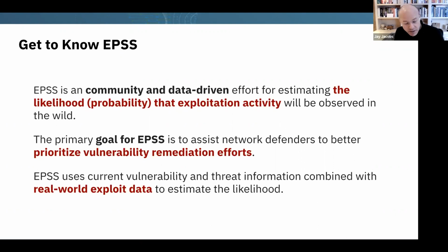We actually have a ton of data coming in about exploit activity, and then we use telemetry data, if you will, or metadata about vulnerabilities to try and understand what about these vulnerabilities may cause exploitation activity or be correlated with it.